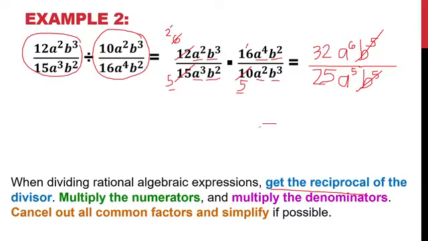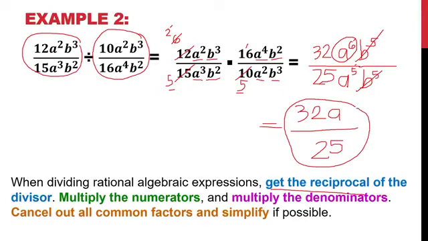So we now have 32 and 25. Now, where are you going to write the variable a? The variable a has the greater exponent in the numerator. So you write the variable a in the numerator. Subtract 6 and 5, you're going to get 1. So therefore, this is your final answer. Any questions? This is clear, right? Okay, there you go. Now let's proceed to our third example.